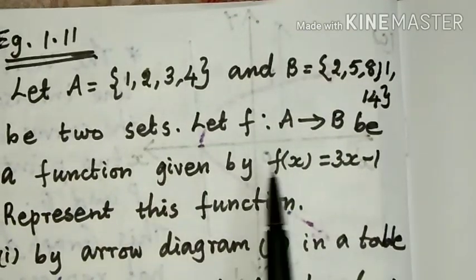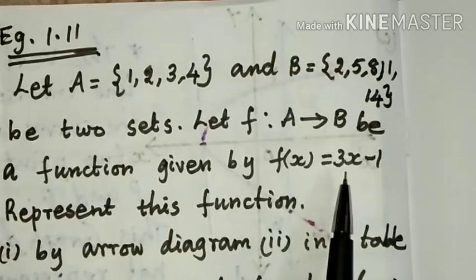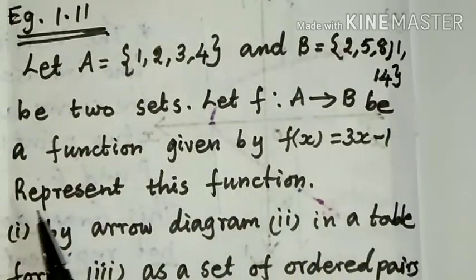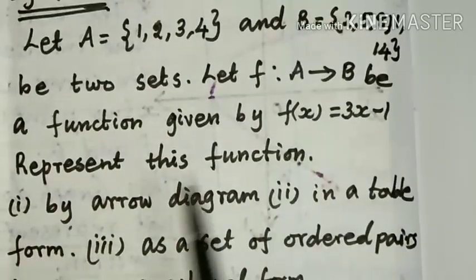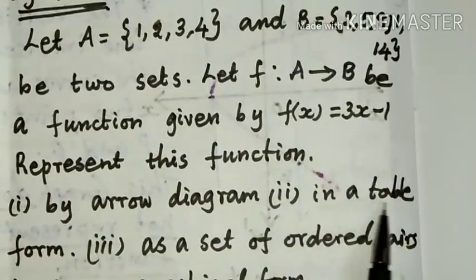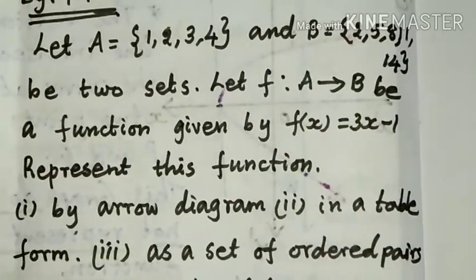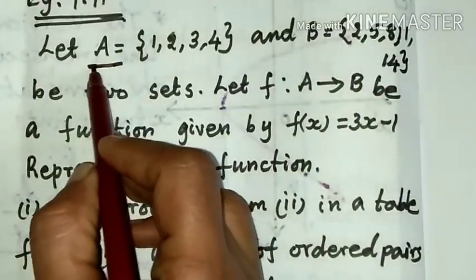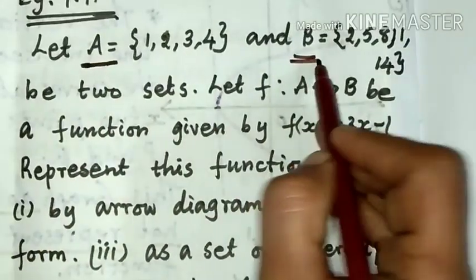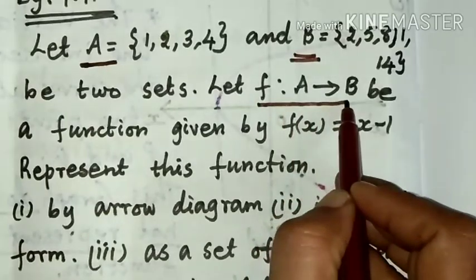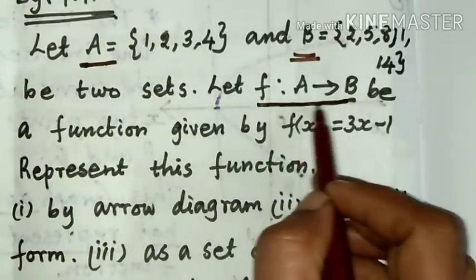A function is given by f of x equal to 3x minus 1. Represent this function by an arrow diagram, in a table form, as a set of ordered pairs, and in a graphical form. See, in this question, set A and set B are given, then function A to B.